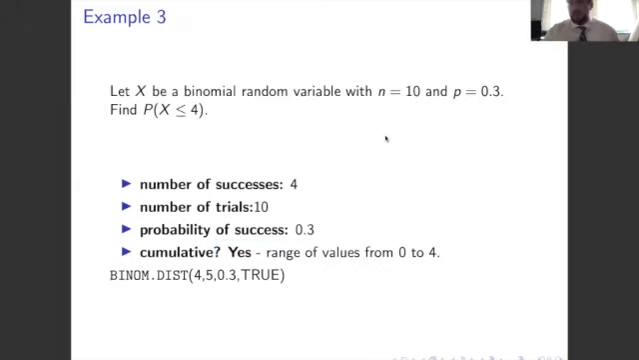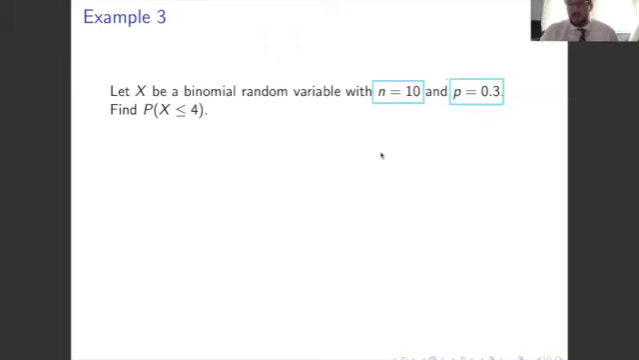Now let's look at this just slightly more abstractly. Let's just say that x is some binomial random variable where n is equal to 10 and p is equal to 0.3. And I'm interested in the probability that x is less than or equal to 4. So I see the key numbers here. I need to know what this means. I need to know how to interpret.